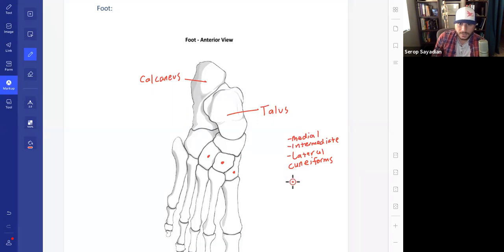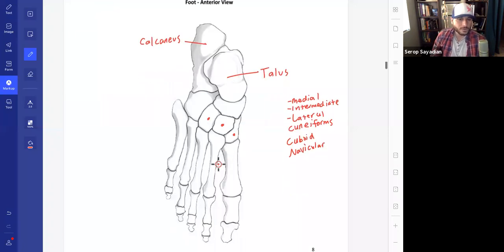Then you're gonna have cuboid and navicular. Here's cuboid, here's navicular. Don't worry about where they are. Just know that these are their names for like a multiple choice question or something like that. Okay, you can find these on your lab notes too.